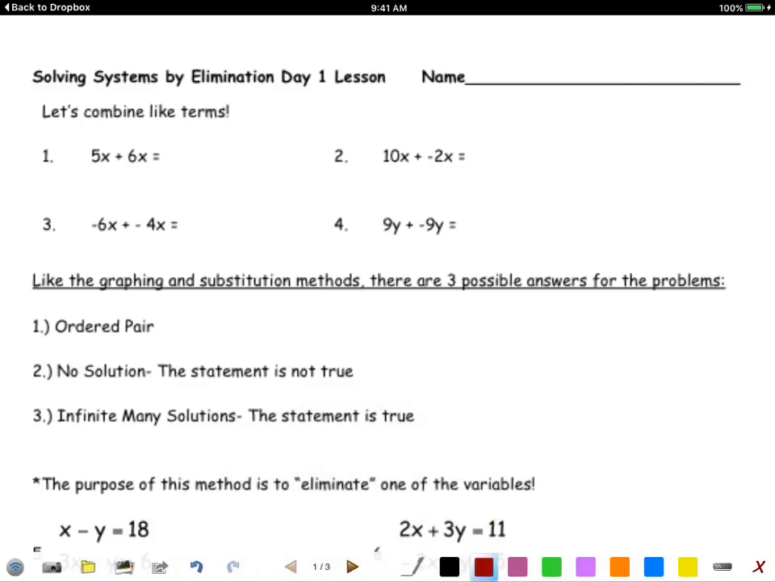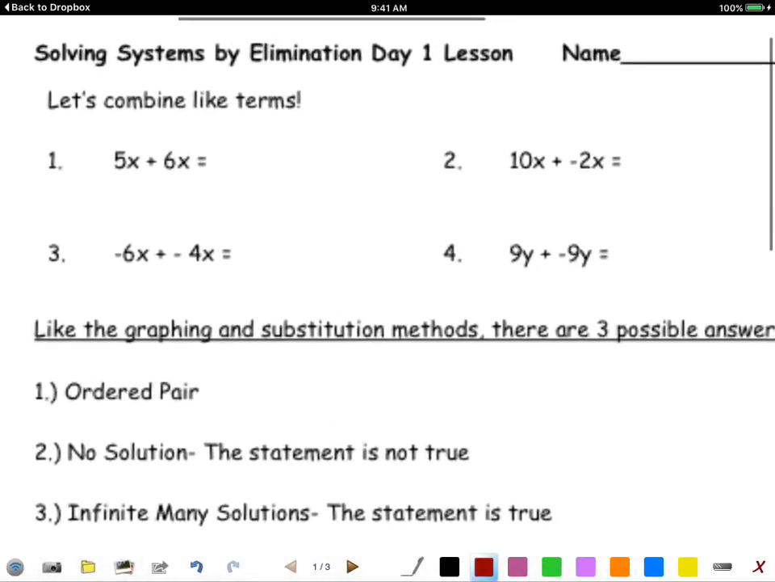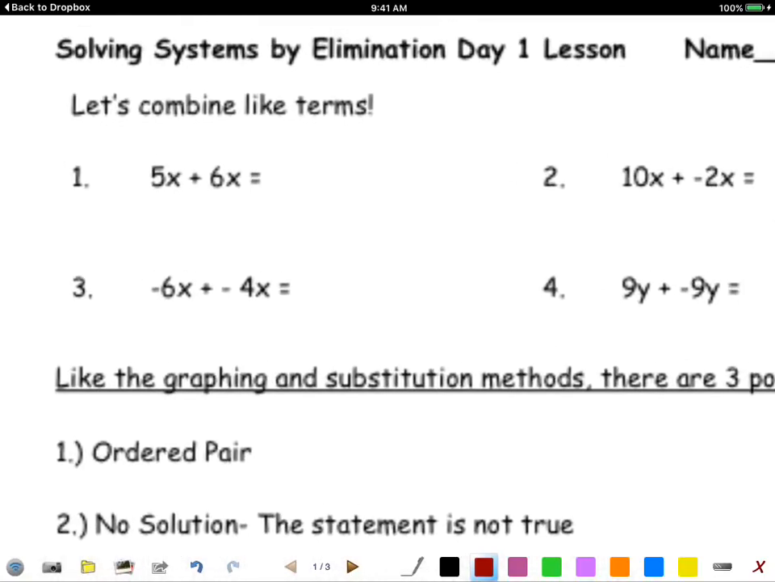Let's start out by looking at combining like terms. In number 1, we have 5x plus 6x. You can combine these together because they both have the same variable. So you simply add the 5 and the 6 together. 5 plus 6 is going to be 11.